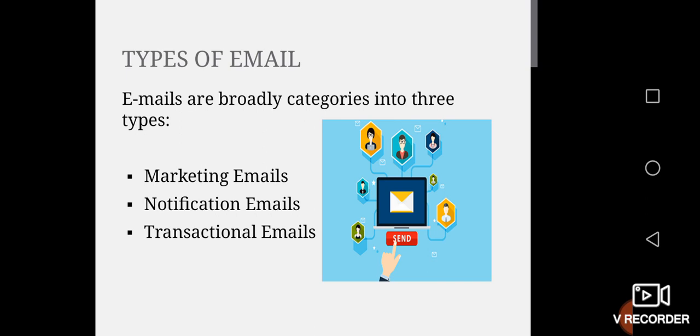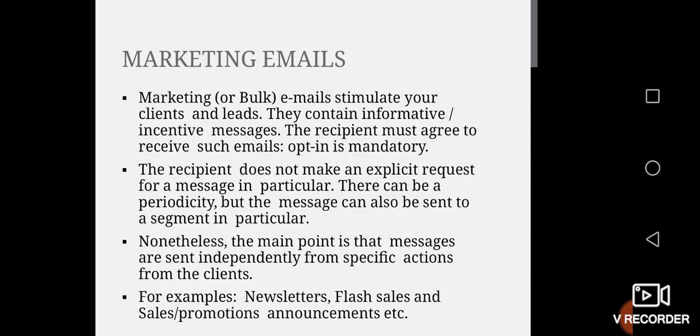Then we are going to see the types of email. Emails are broadly classified into three categories: marketing emails, notification emails, and transactional emails. First, marketing email. It stimulates your clients and leads. They contain informative, incentive messages, and the receiver must agree to receive such emails because it is not mandatory. Only after you accept will you get the marketing emails. They are mostly sent in a periodic manner, and the main point is that the messages are sent independently of any specific action from the clients. For example: newsletters, flash sales, sales promotions, announcements, etc.